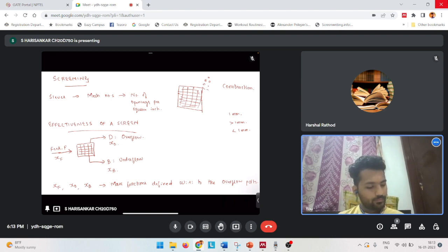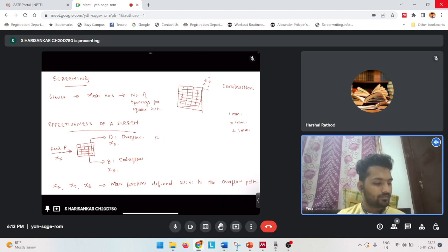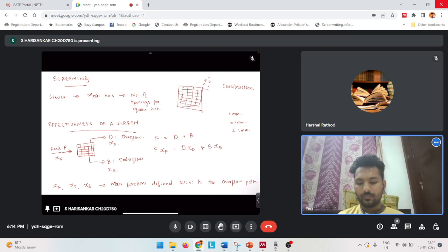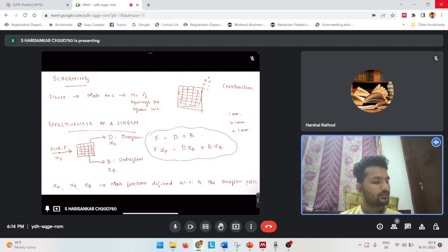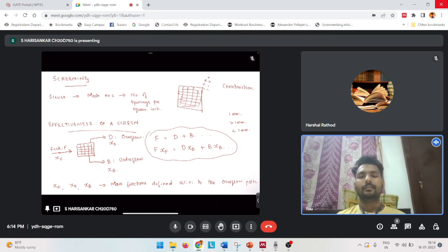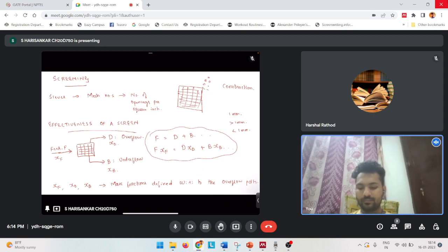For this, we can start writing all these basic mass balances. Feed is equal to the overflow plus underflow, F = D + B, and the component balance, F·XF = D·XD + B·XB. So you can write these two mass balance equations, and from these mass balance equations we can find the effectiveness of a screen.